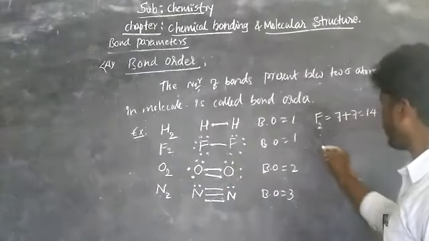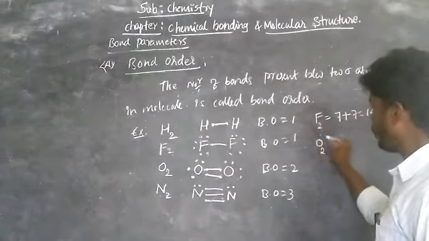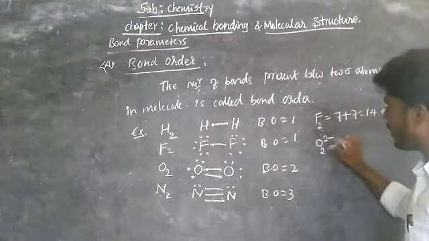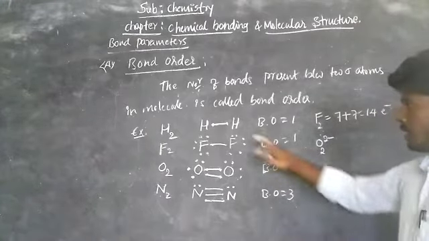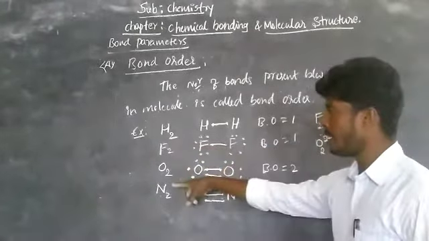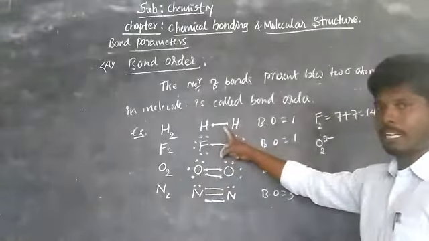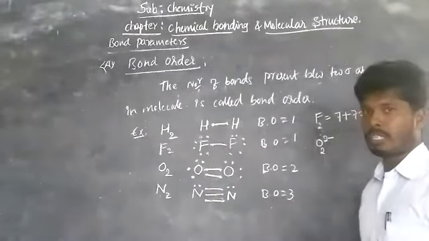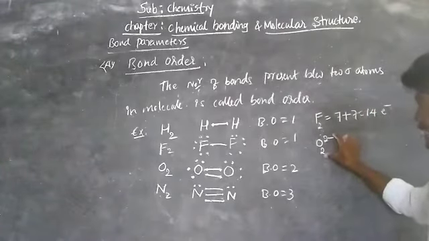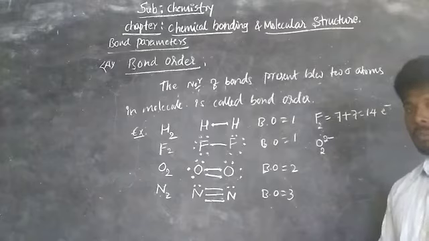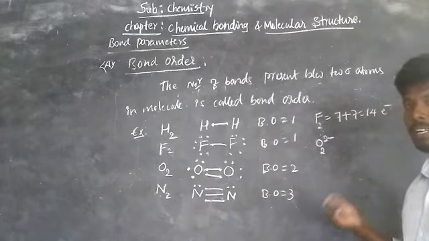Now take the oxygen ion, that is O2 2 minus. Now what is the bond order in this ion? Here we were taking molecule examples. Easily we can say in molecules the bond order is 1 for hydrogen, 1 for fluorine, 2 for oxygen and 3 for nitrogen. But in this ionic species, O2 2 minus, what is the bond order? How can we calculate?